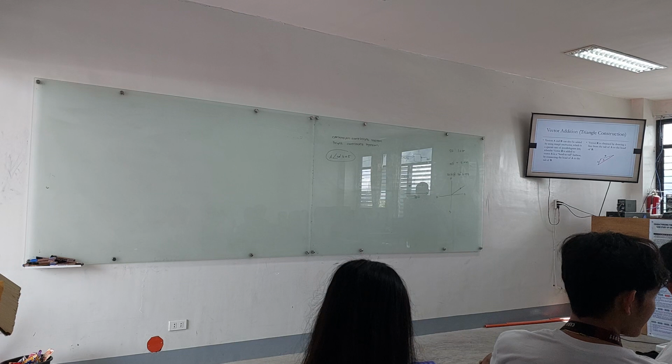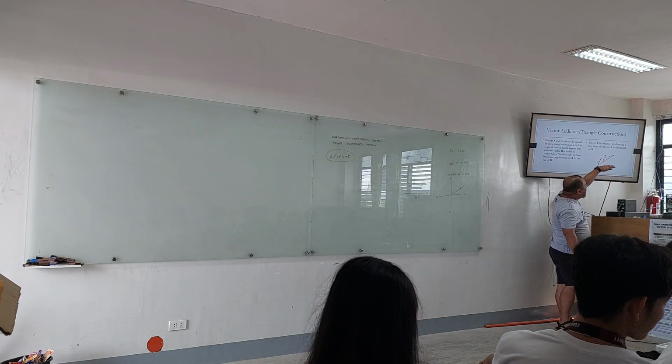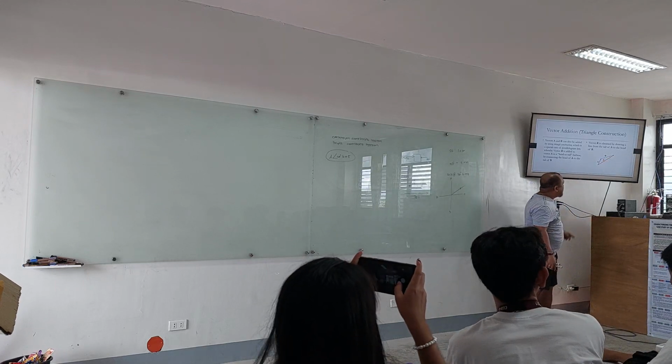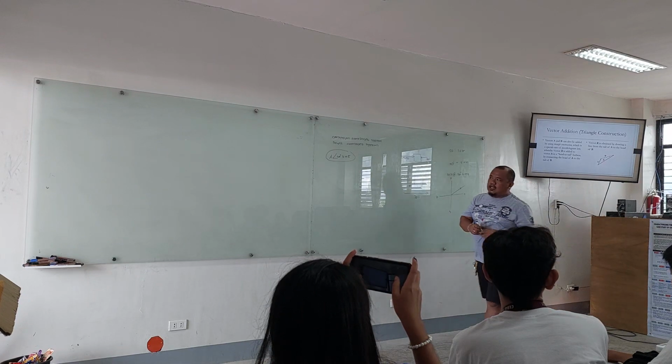Now, triangle construction. The second vector, we place its tail at the head of the first vector so that we can form a triangle. Okay? Let us try an example.